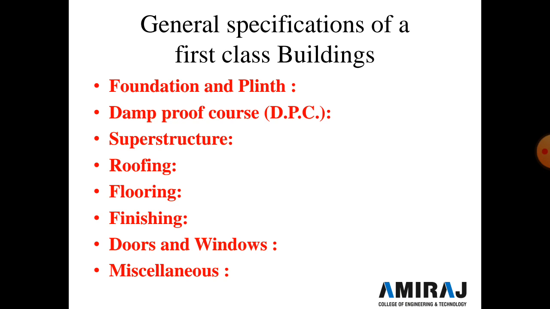The second specification for a first class building is the damp proof course. The second building component is the DPC. The DPC shall be 2.5 centimeter thick cement concrete of ratio 1:1.5:3, or 2 centimeter thick cement mortar mixed with a suitable waterproofing compound as specified and painted with 2 coats of bitumen.